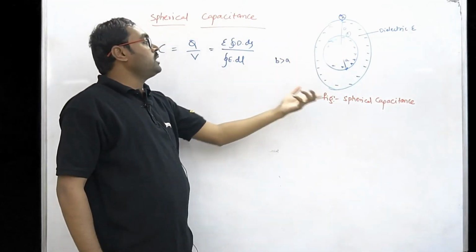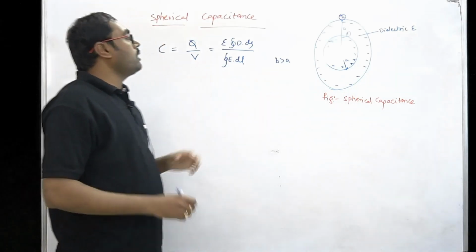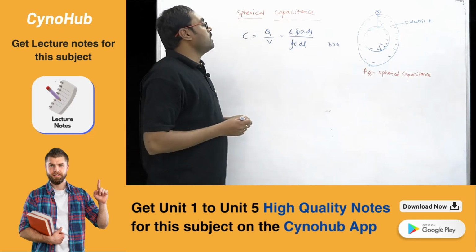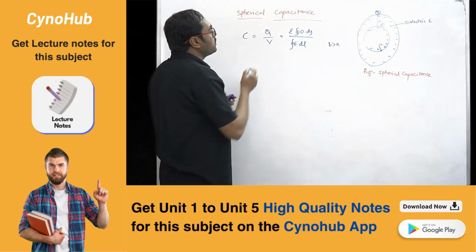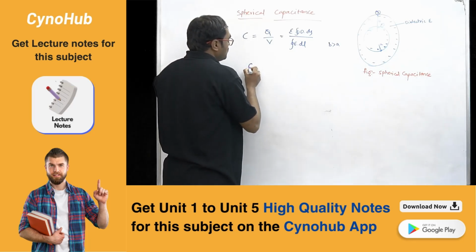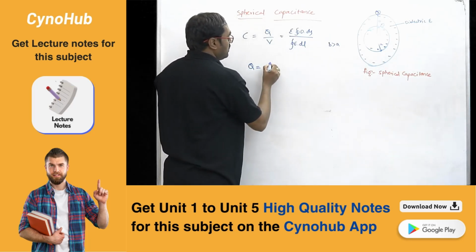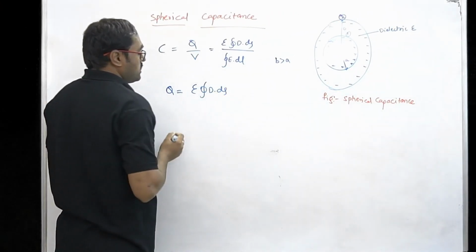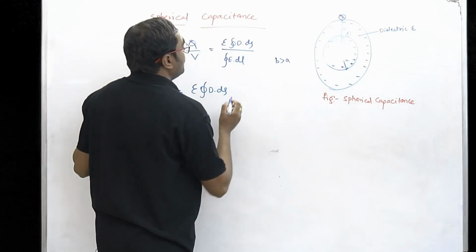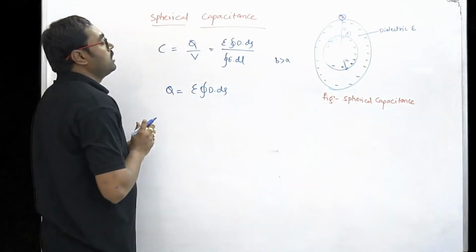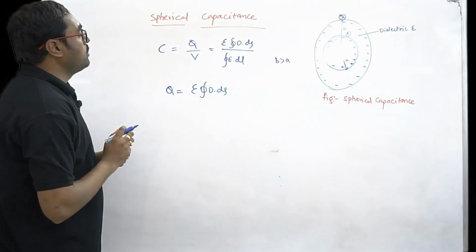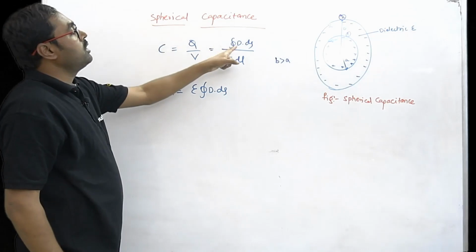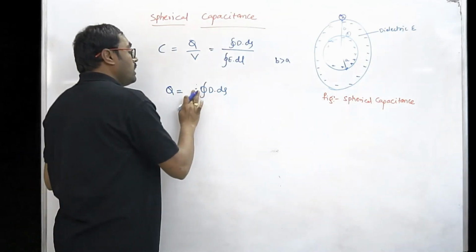That's why we assume that this coordinate system must be a spherical coordinate system. In the spherical coordinate system, we have to find C is equal to Q by V. Now we have to find what Q is. Q equal to epsilon times the closed integral of D dot dS. One more thing, we can remove this epsilon, because according to Gauss law, Q is equal to integral D dot dS only.